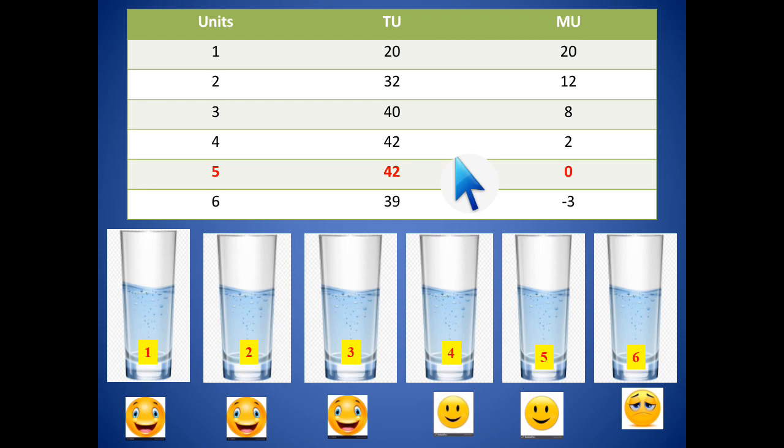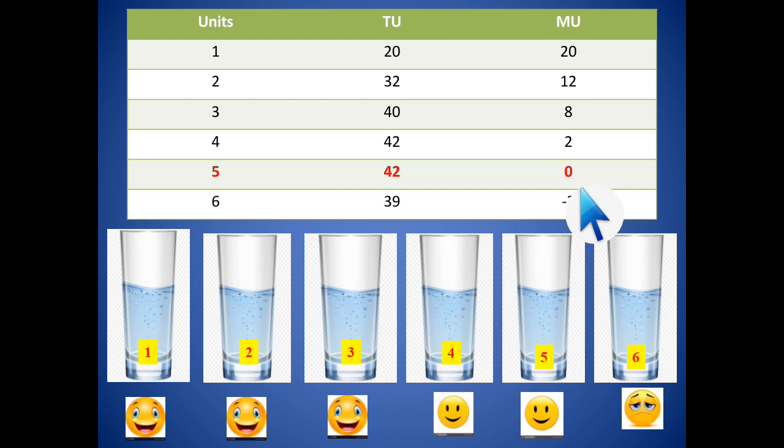Okay. Let's see the marginal utility. What is marginal utility? Total utility of the nth unit minus total utility of the (n minus 1)th unit. Previously there is no total utility, so 20 minus 0 is 20. For the second glass, 32 minus 20, that is 12. For the third glass, 40 minus 32, that is 8. For the fourth glass, 42 minus 40, that is 2. But in the fifth glass, see, marginal utility is 0. That means at the point at which total utility is maximum, marginal utility is 0.